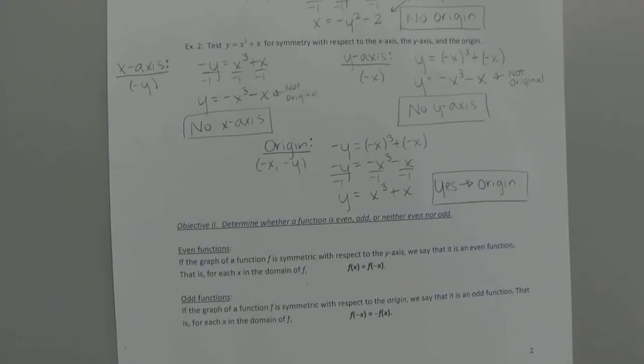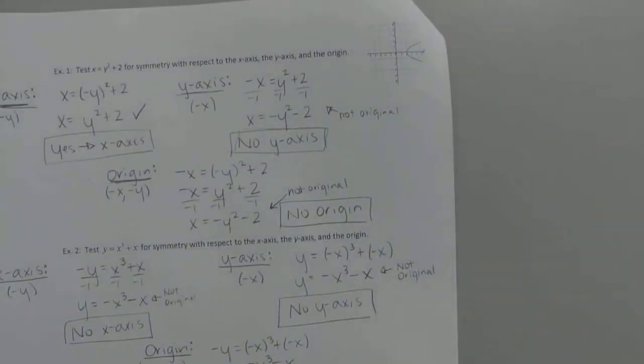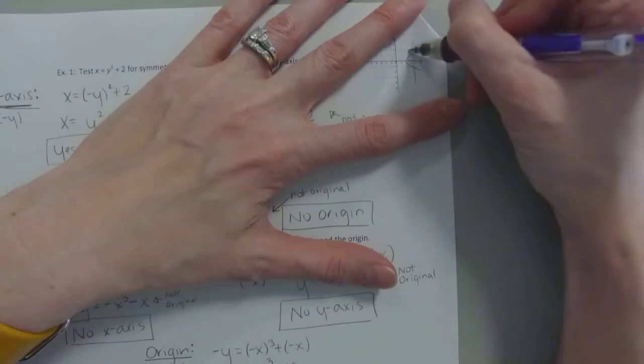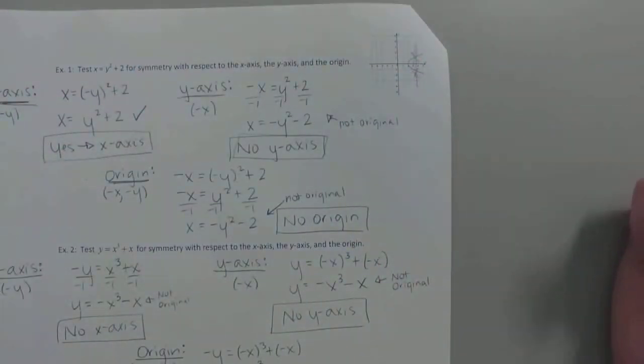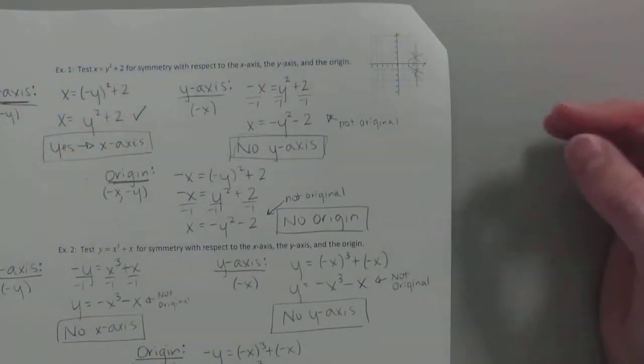I just want to let you know, sometimes you'll do all 3 and none of them will work. Like a line, guys, if the line's not going through the origin, it doesn't have any kind of symmetry. Sometimes you'll do all 3 and all 3 of them will be yes. That's a circle. A circle has x, y, and origin symmetry. No matter how you fold a circle, it will fall in on itself as long as it's centered at the origin, okay?